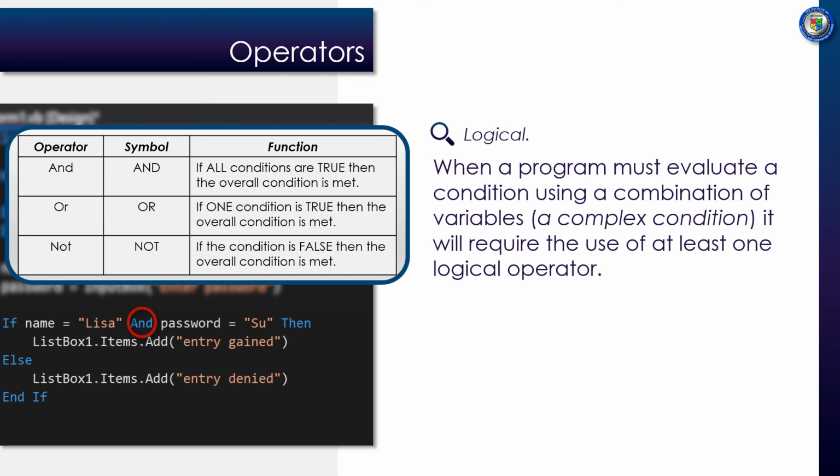We can see other logical operators within the table. OR means that one or the other condition must be met in order for our first instruction to be executed. We can use the NOT logical operator when we want our condition to be false.